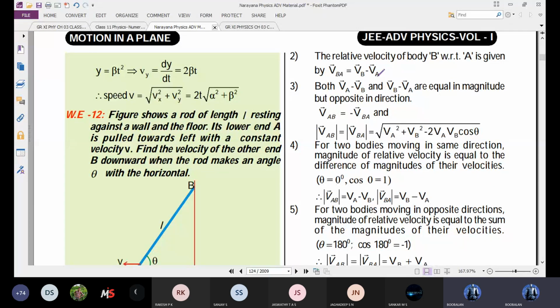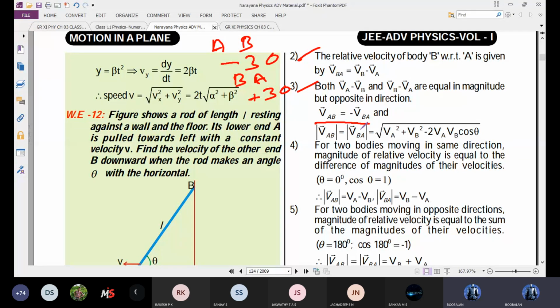Both VA minus VB and VB minus VA are equal in magnitude but opposite in direction. The value you get from A to B is minus 30; from B to A you get the same 30 but with a plus sign. That is the third point. The second point completed, third point completed. So VAB is equal to minus VBA.